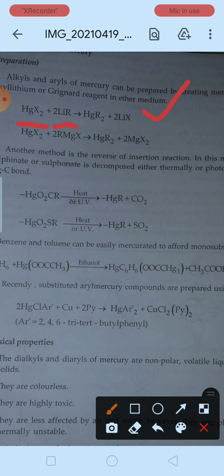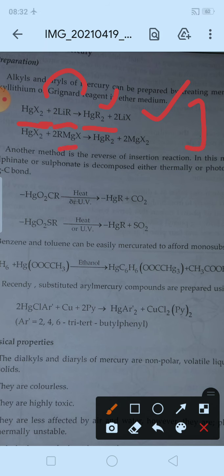Now here simple substitution is there. In place of X we are having R. So what is the product here? HgR2 in place of HgX2, so it is alkyl of mercury. LiX means lithium halide, and X can be any halide. In this way the compound is forming.